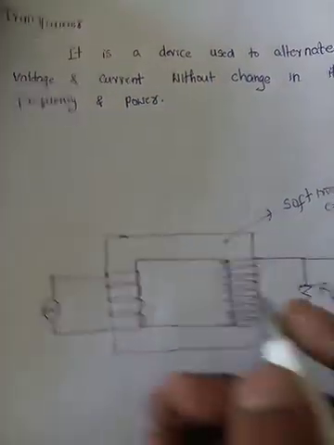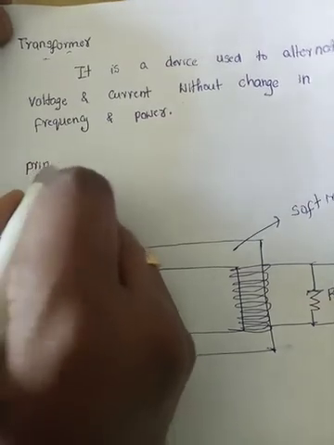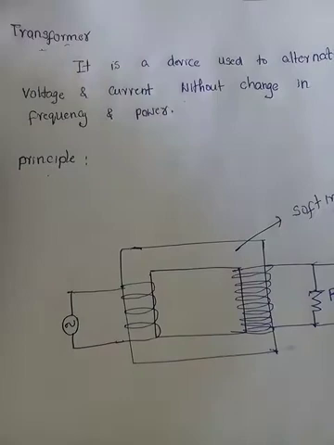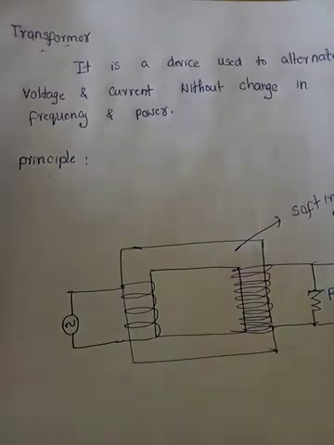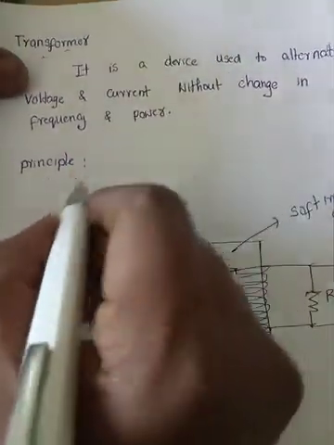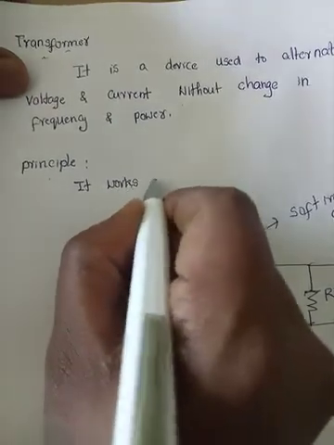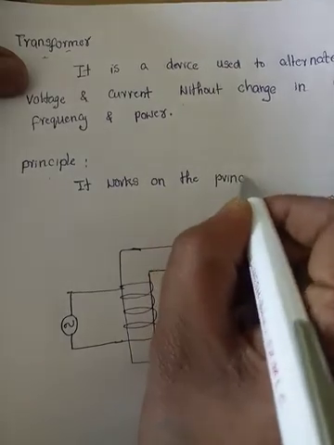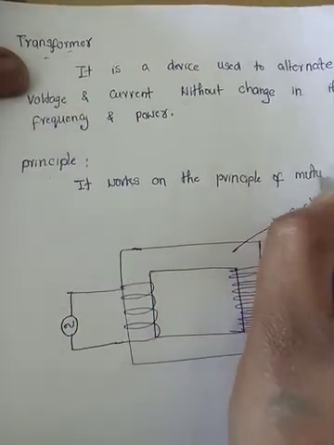Let us know the principle of the transformer, on which principle it works, because all devices work on a particular principle. For example, an AC generator works on the principle of electromagnetic induction. The transformer works on the principle of mutual induction.